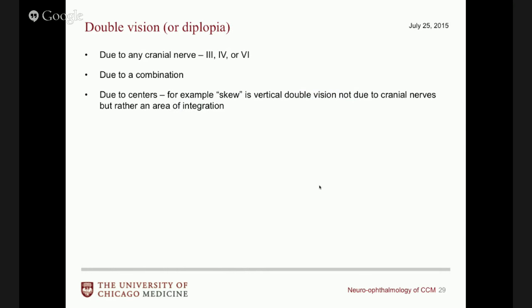So it can be due to any cranial nerve of the 3, or a combination. It can be partial, complete, and it can be due to all these other gaze centers. And I didn't talk too much about nystagmus, but there are areas in the brain that can cause the eyes to jump as well.